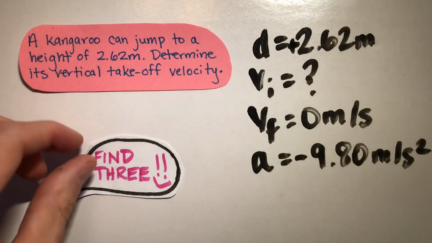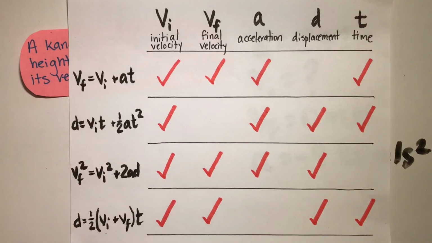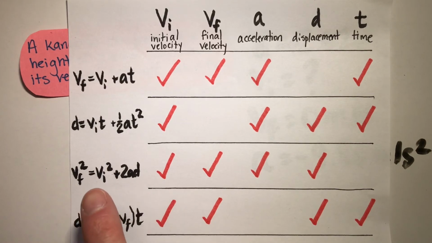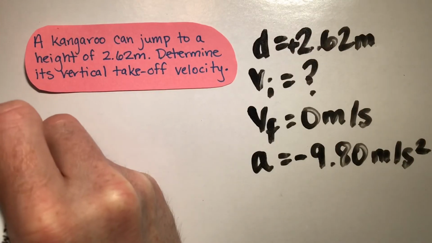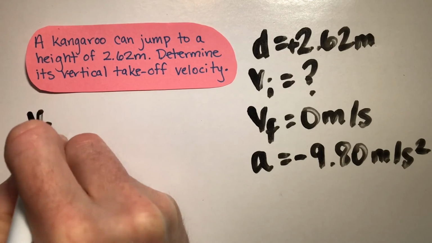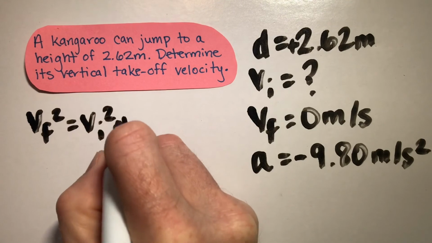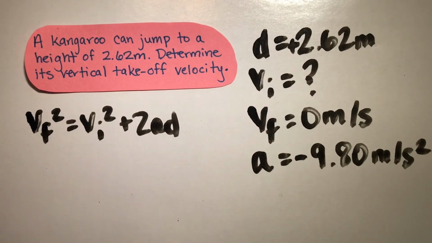Well, it looks like I have my 3 variables, and it also looks like time is completely irrelevant to this question. So let's take a look at our trusty chart and see where time does not appear in one of the kinematic equations. And this is the one I'm going to use. Looks like I'm going to have to rearrange to solve for my initial velocity, but let's write the equation down first. So what we have is final velocity squared is equal to my initial velocity squared plus 2 times my acceleration times my displacement.